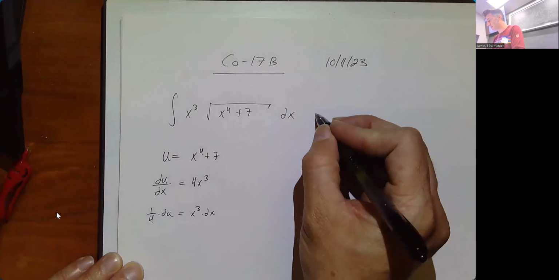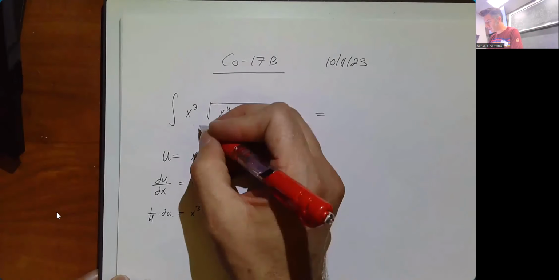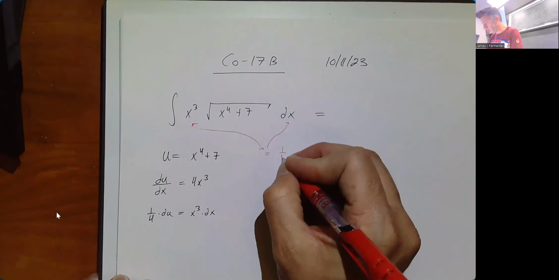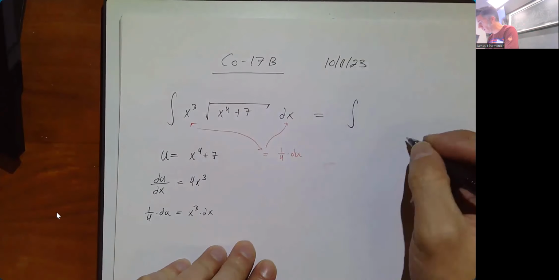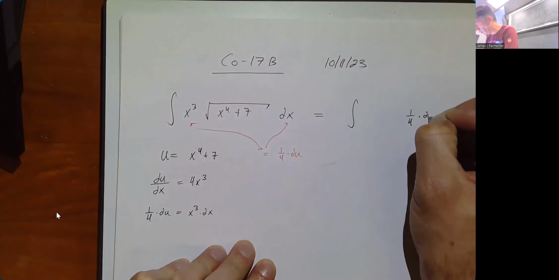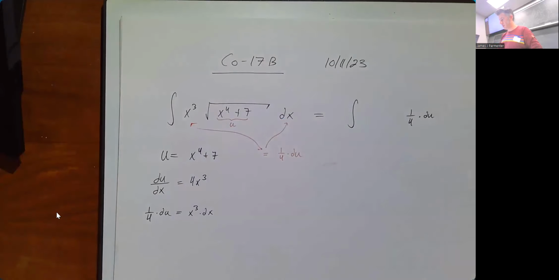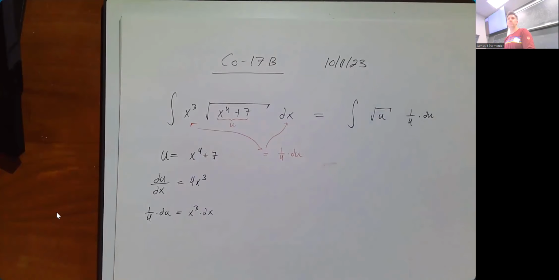So now we're going to rewrite this integral. I'm going to point out that x cubed times dx is equal to 1/4 times du. And you should always start with changing the dx to du. That is the most important thing when you're doing U-substitution. So I'm going to write this integral as the integral of 1/4 times du. And then the stuff inside the square root, that's just u. So I've got the square root of u times 1/4 du.